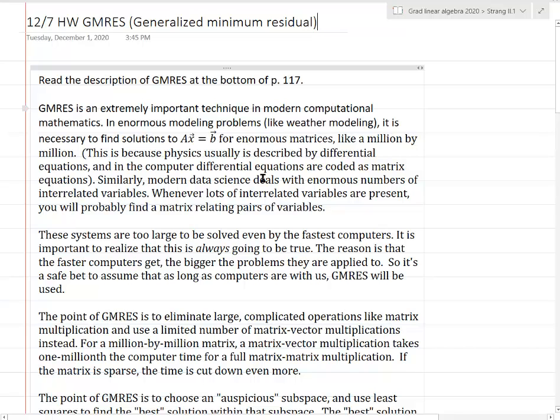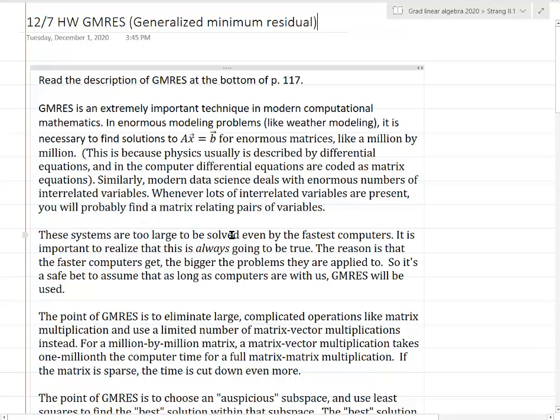Similarly, modern data science deals with enormous numbers of interrelated variables. Like if you're doing image recognition, you have millions of pixels. And the pixel values may be interrelated. For instance, if you're trying to recognize a cat or a tree, then the pixels in your image are somehow related, and your algorithm has to figure out the relationship. So whenever there are lots of interrelated variables, you will probably find a matrix relating pairs of variables. The idea of correlation, I've talked about this before.